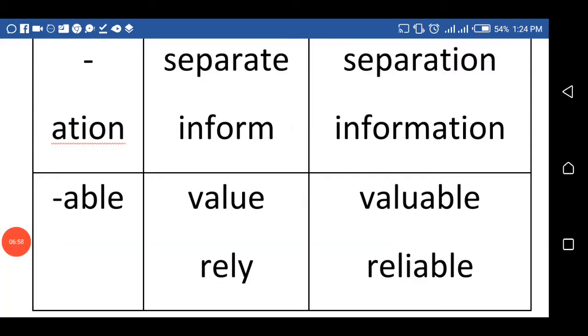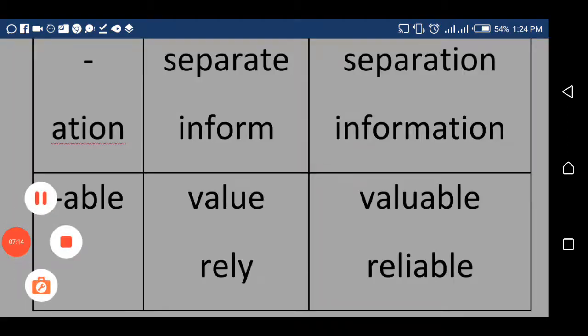When you add ation to separate, you have separation. When you add ation to inform, you have information. When you add able to value, you have valuable. When you add able to rely, you have reliable.